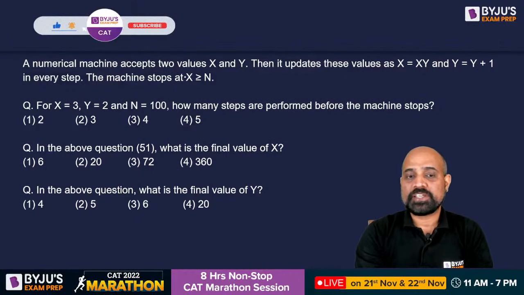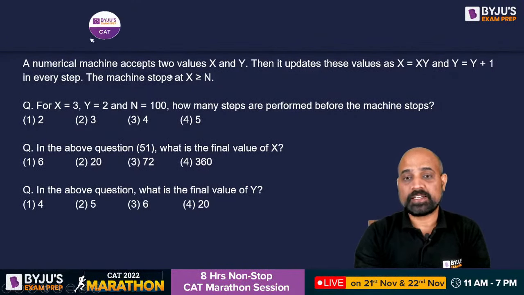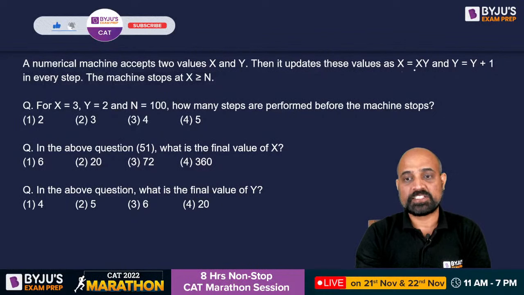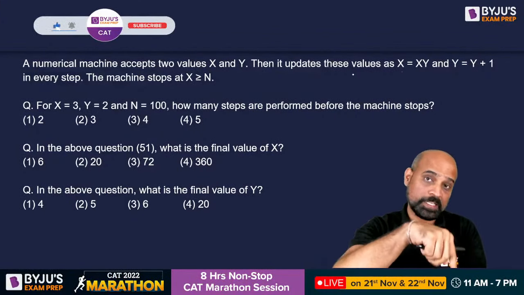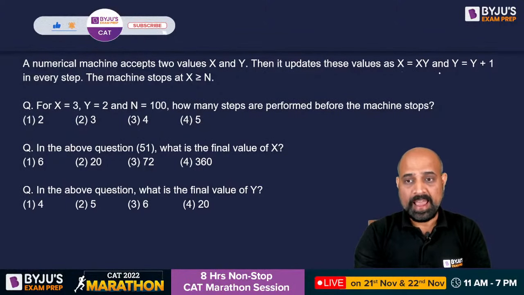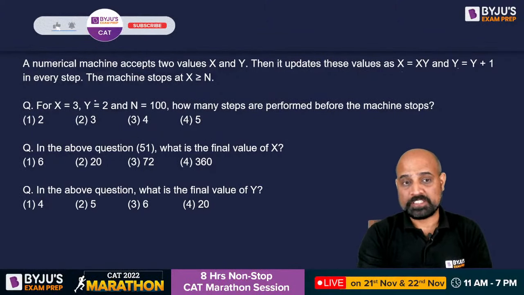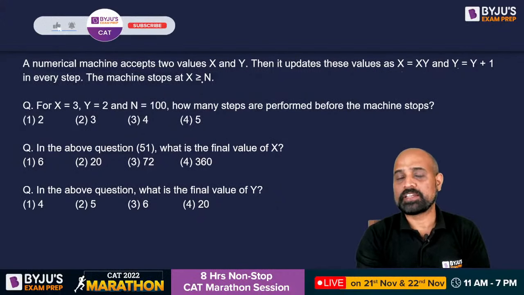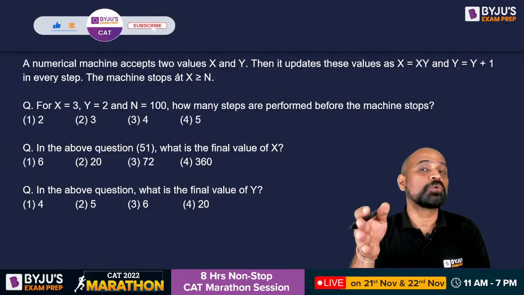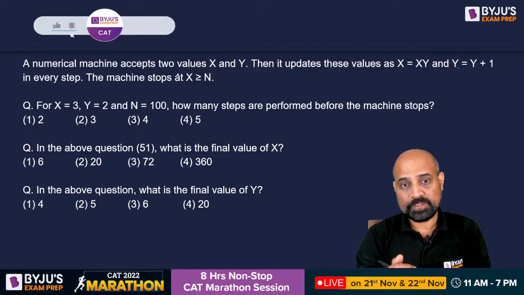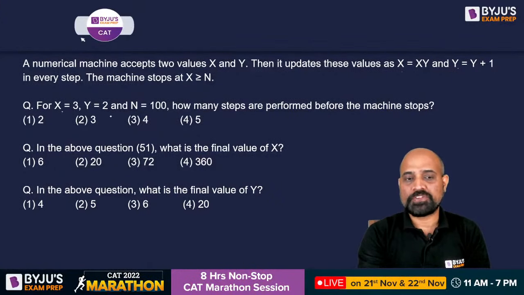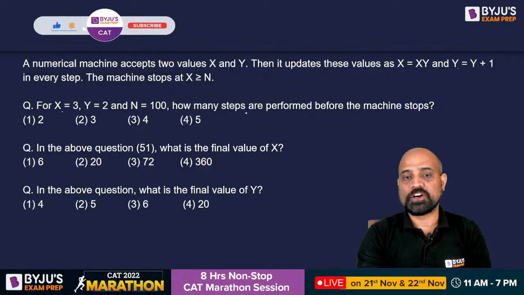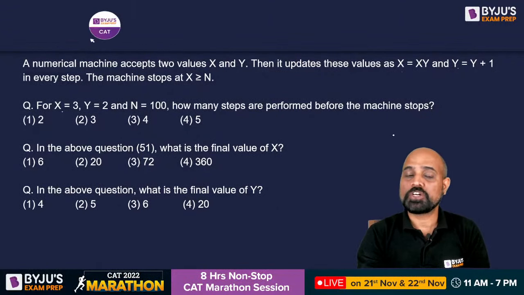A numerical machine accepts 2 values x and y, then it updates these values as x is equal to x into y. So you will take the product of those two and that will become your new x. And y will increase by 1 in every step. So y is equal to y plus 1. And the machine stops when x becomes greater than or equal to a value which is n. Okay, so variables x, y and n. For x is equal to 3, y is equal to 2 and n is equal to 100, how many steps are performed before the machine stops?